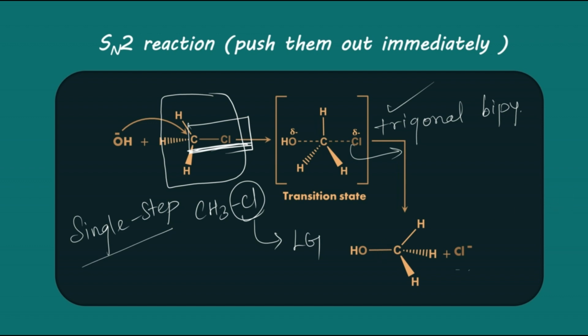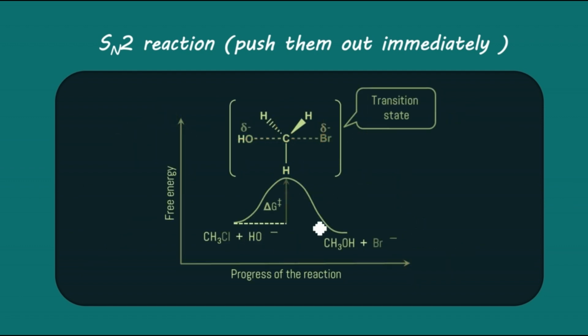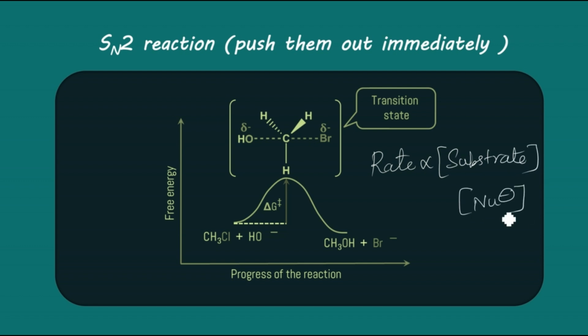So the rate is determined by both substrate as well as the nucleophile. See here, the nucleophile attack happens, formation of transition state and then the product formation, as simple as that. So the rate is proportional to substrate as well as nucleophile. If the concentration of nucleophile changes, the rate will change. Substrate is changing, the rate will change. Okay, there is a single hill energy diagram only for SN2.